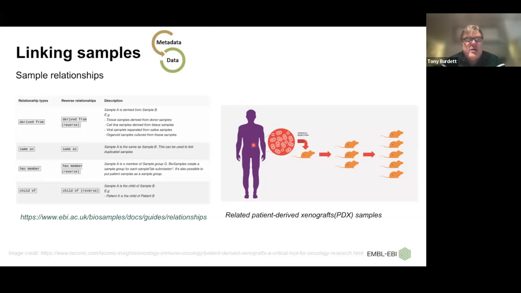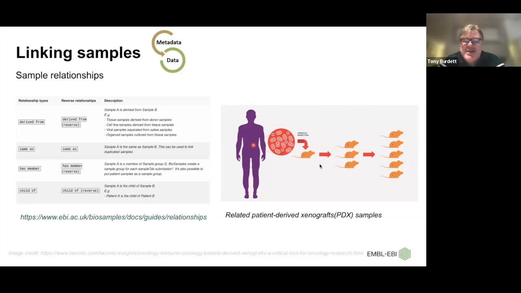I have touched on linking samples together through sample relationships. I haven't talked about it very much. I mentioned it a couple of times. Here you can see how that practically works. So sometimes you get these complicated experiment designs, and this is a patient-derived xenograft example, a PDX example, where you're taking a sample. This is a tumor sample, usually. You graft it into a mouse.